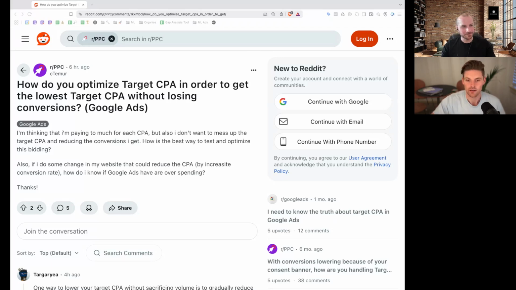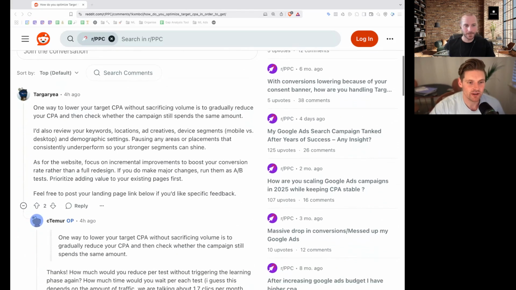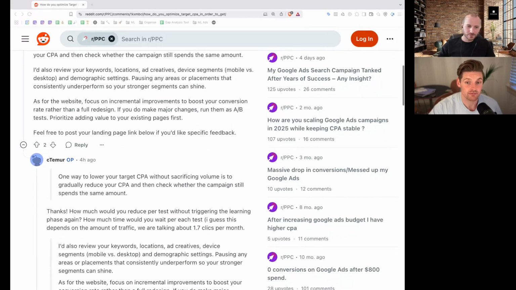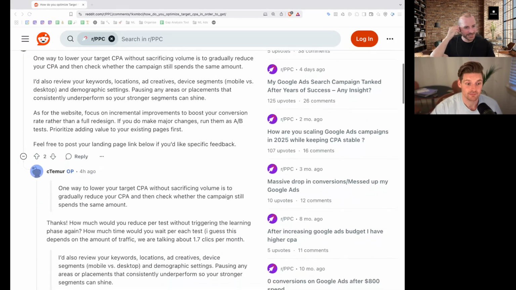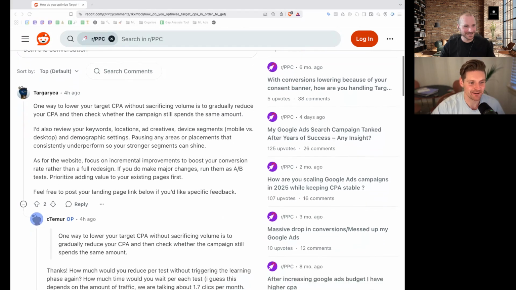So let's quickly scroll through here and see if anything picks up. Reduce your CPA and then check whether the campaign will still spend the same amount. Review keywords, locations. Wait, real quick. It's not about how much your campaign's spending. That's a directional thing, in terms of, is it spending or not spending? But if I can spend less and get the same or more conversions, that's a win. So I wouldn't be using the spend as a diagnostic for the final KPI that really matters to your business. Just be careful about that.